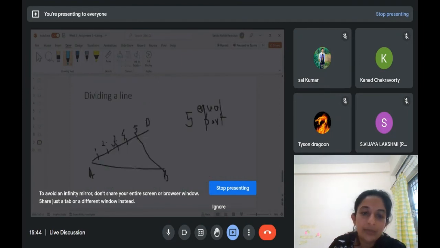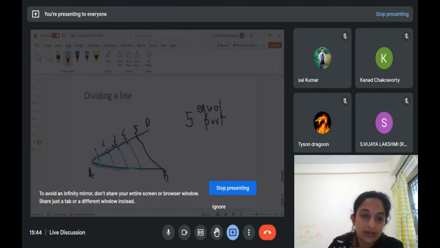So when we come here, this is one similar triangle, this is another similar triangle, this is the third similar triangle, and this is the fourth similar triangle, and so on. So that is how this dividing a line concept of drawing a line AD, marking 5 equal points on our own, and then drawing these parallel lines also divides this line AB in equal parts.